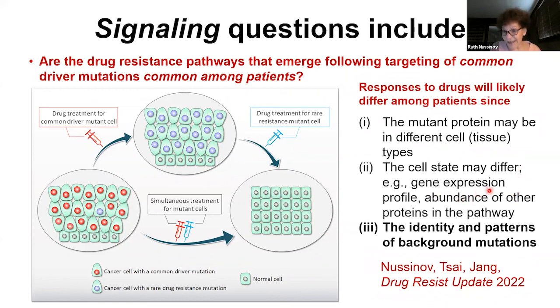So it would affect gene expression profile, abundance of other proteins in the pathway, and the identity and patterns of background mutations, which may or may not be expressed a priori, because we all have many other mutations that we don't know are there because they exist in only a very rare population of cells. But once the other cells are killed by the drugs, then these cells proliferate.